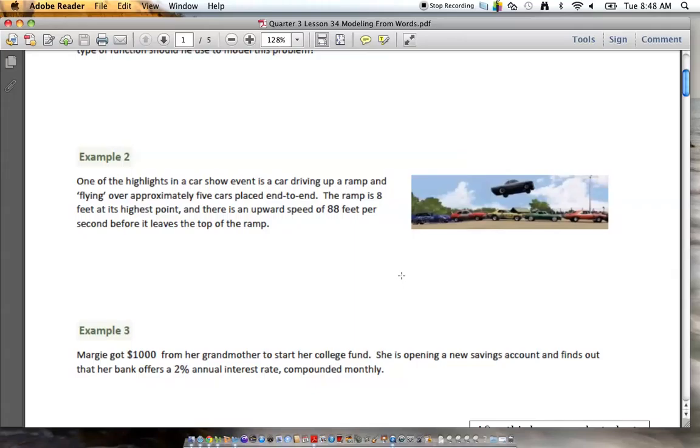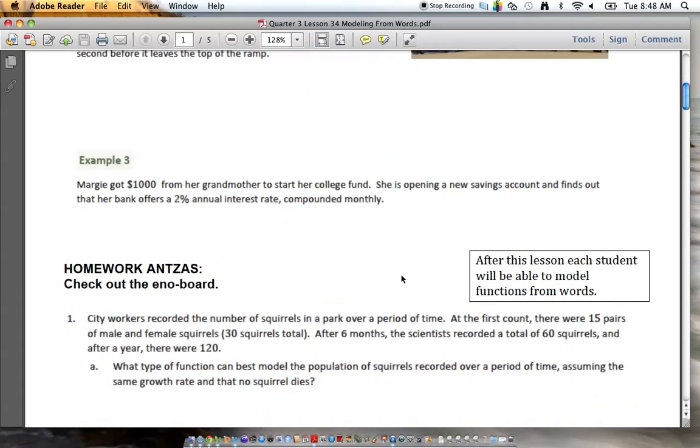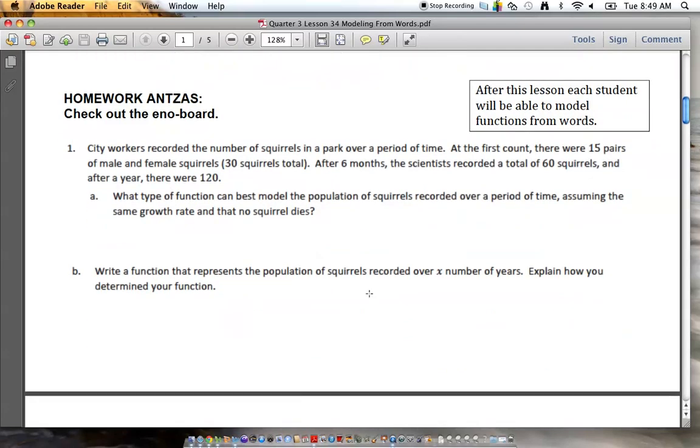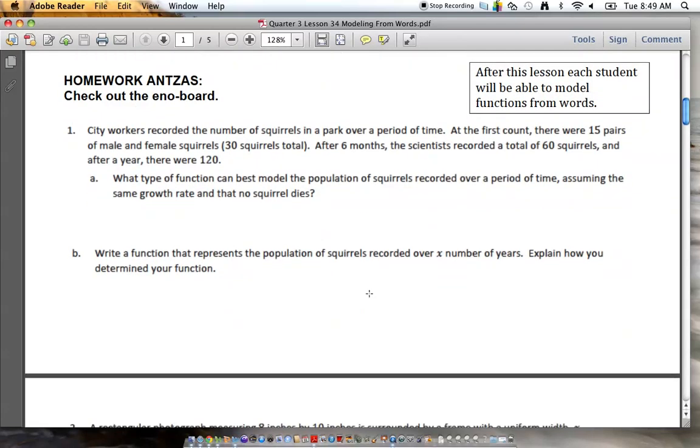Example 2, one of the highlights in a car show event is a car driving up a ramp and flying over approximately 5 cars placed end to end. The ramp is 8 feet high at its highest point, and there's an upward speed of 88 feet per second before it leaves the top of the ramp. What kind of function? Quadratic. Very good. Margot got $1,000 from her grandmother to start a college fund. She's opening a new savings account and finds out that the bank offers 2% annual interest compounded monthly. What kind of function? Exponential. Very good. Okay. Now we did the homework answers already.